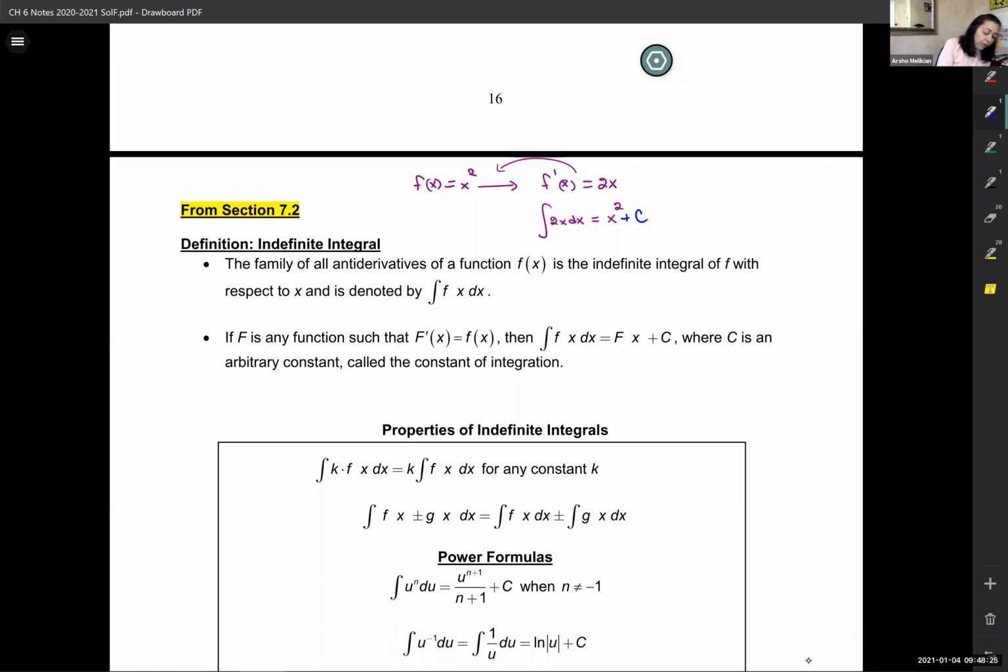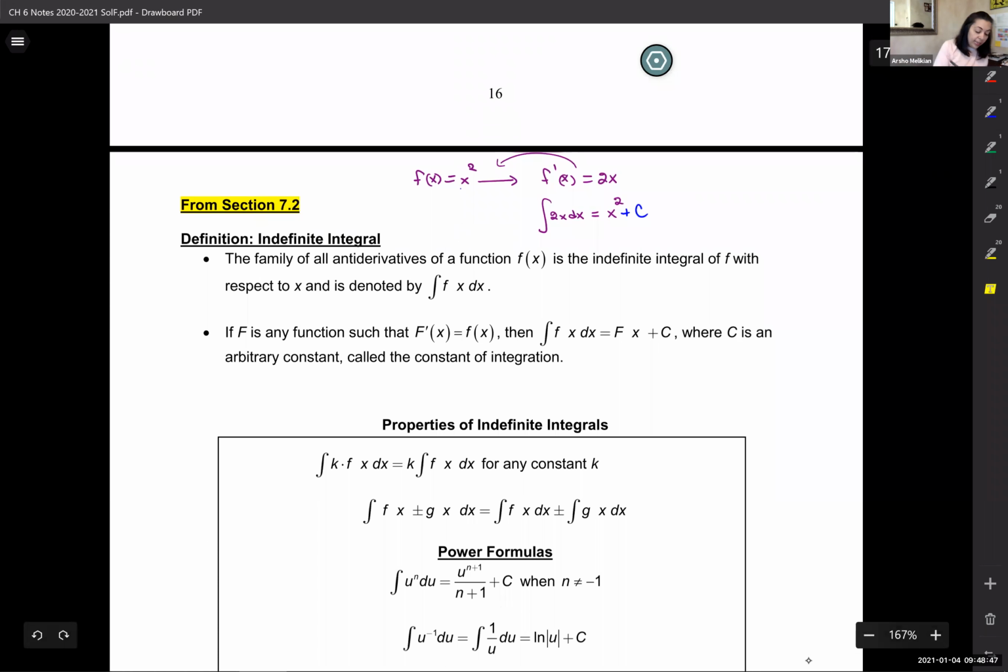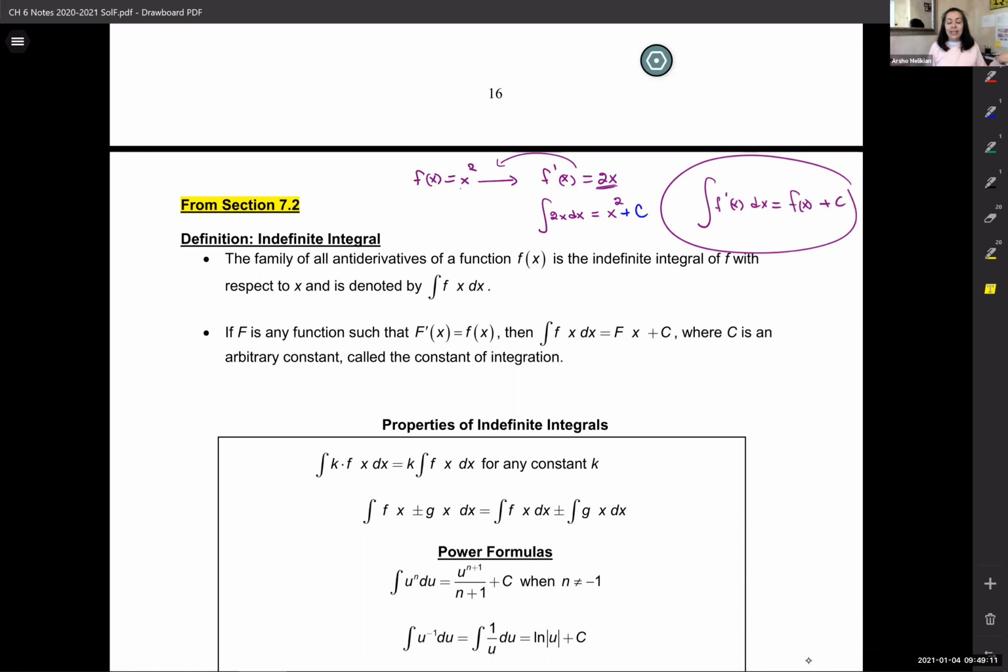So I started with f of x equals x squared. The derivative is 2x. But now if I have to find a function to go back, I have to be holistic. I have to come up with all of the functions. And it's x squared plus c. Okay? So what I say then is this, that the integral, right? What was 2x? It was the derivative of something, right? The integral of f prime of x dx is f of x plus c. Okay? That is the second half of calculus in a nutshell. All right?